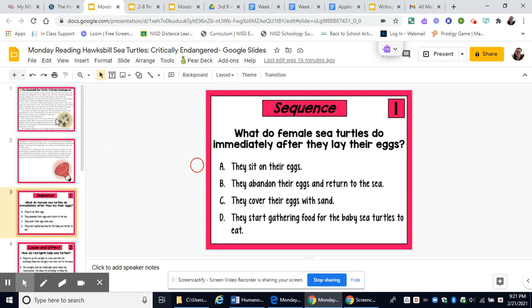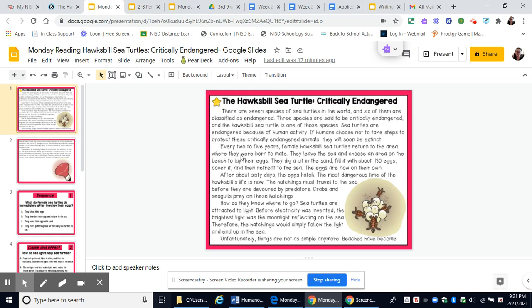Okay. Remember, we go back to the text, and if you go to paragraph 2, it says every 2 to 5 years, a female hawksbill sea turtle returns to the area where they were born to mate. They leave the sea and choose an area of the beach to lay their eggs. They dig a pit in the sand, fill it with about 130 eggs, cover it, and then retreat to the sea. The eggs are on their own now.